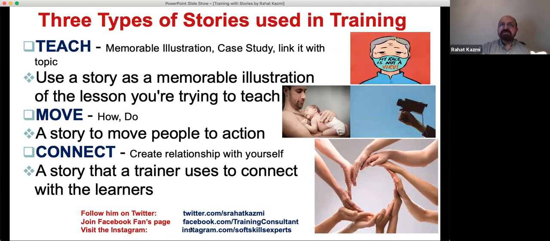We need to start off by teaching something which can link to something else, a case study, maybe linked with a topic. So the next one, guys, is move, how and do. In this topic, I put two pictures there. In the first one, you can see a man holding a baby.